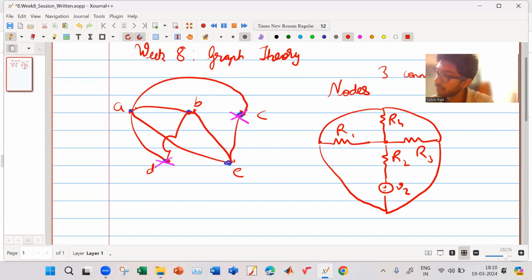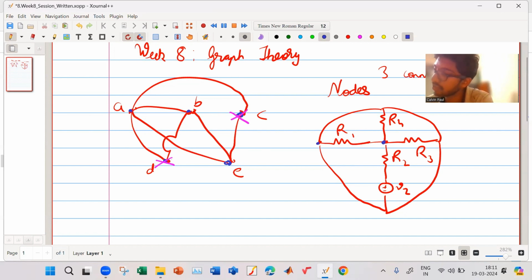A middle person. Sir, I think 4 and the outer nodes. That's what I'm thinking. There are 3 nodes. Yes, sir, 3 nodes. Okay, there are actually 4 nodes.